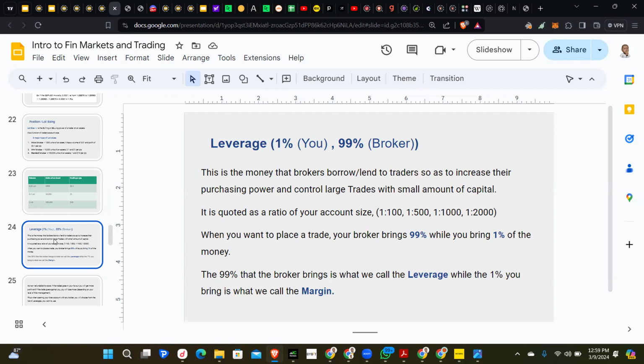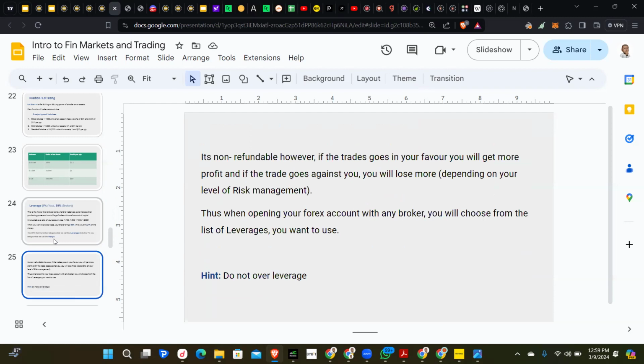When somebody says, I'm giving you a leverage, it's more like you standing on his or her shoulder. So the 99% the broker brings is the leverage, while the 1% you bring is what we call margin. We will explain margin next. So what you bring is 1%, the broker brings 99%. That is interesting. Leverage is not refundable.